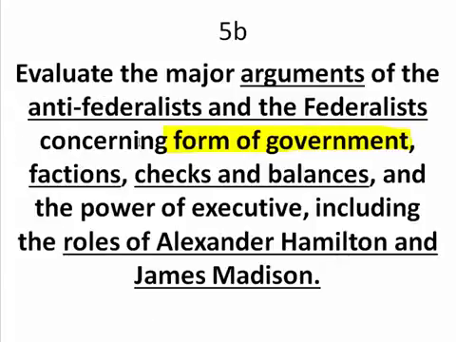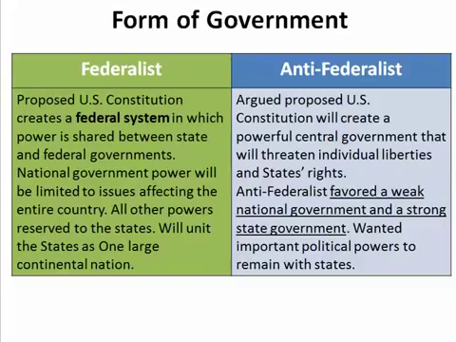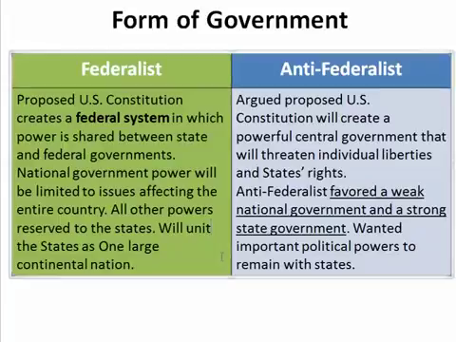Okay, so it says evaluate the form of government. The Federalists proposed the U.S. Constitution in a federal system. As a federal system, power is going to be shared between state and federal governments. Like in the video before, national government power would be limited to issues affecting the entire country. All other powers would be reserved to the states, and it would unite the states as one large continental nation.